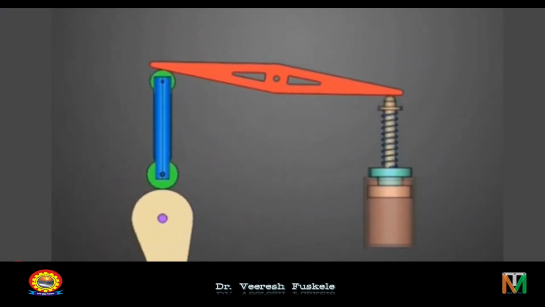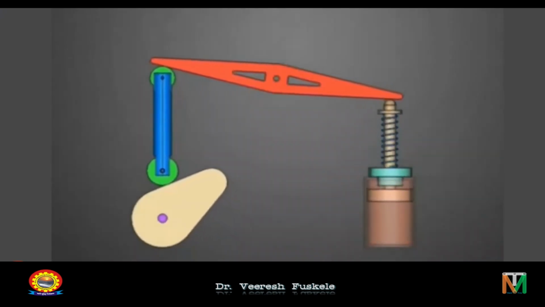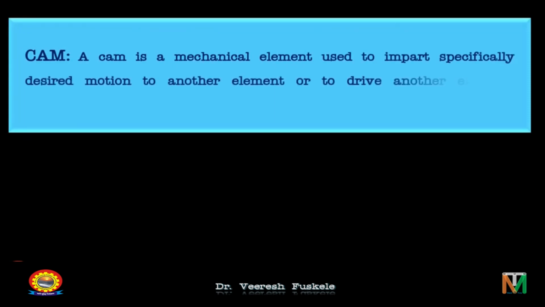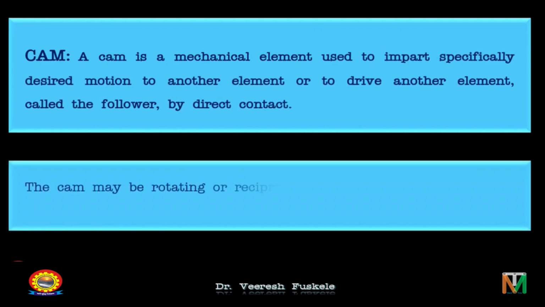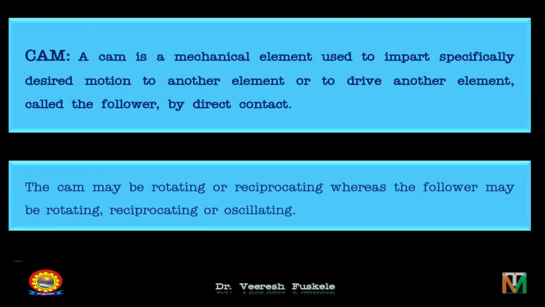Having discussed the cam and follower mechanism, let us now define cam. So cam is a mechanical element used to impart specifically desired motion to another element or to drive another element called the follower by direct contact. The cam may be rotating or reciprocating, whereas the follower may be rotating, reciprocating or oscillating.